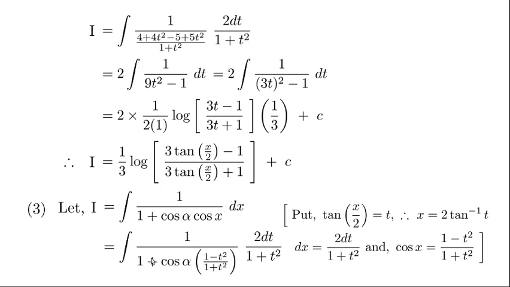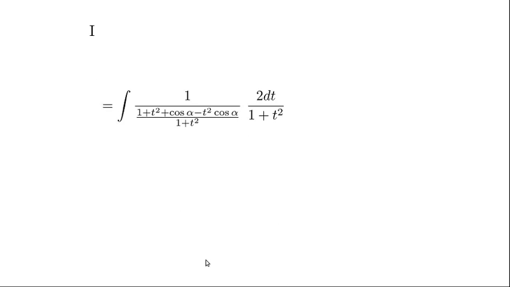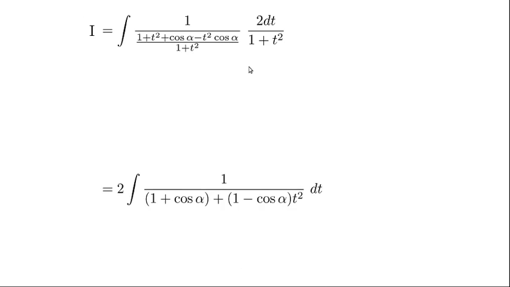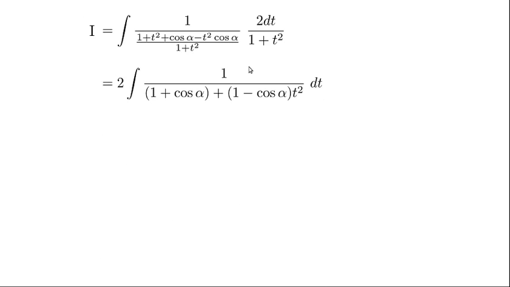Once again it is cross multiplied and 1 plus t square cancels. So 1 plus t square plus cos alpha minus t square cos alpha, that cos alpha is taken inside the bracket, and 1 plus t square gets cancelled. And we made a small grouping here. So we have collected the terms which do not contain t in one part, and from the other part which contains t square, taken it out. So it becomes 1 plus cos alpha plus 1 minus cos alpha times t square.